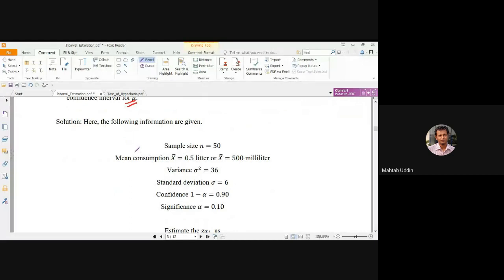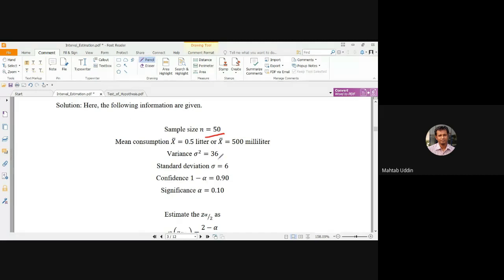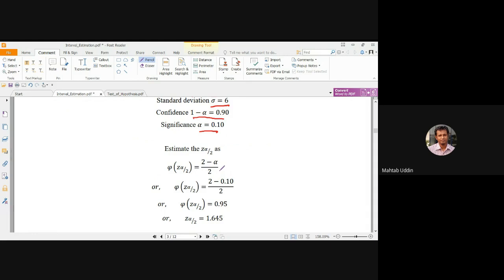Now look at this information. Sample size n is the number of tourists, and the mean consumption x bar is 0.5 liter, that is 500 milliliter. Variance is 36, so standard deviation is 6. Confidence is given, 1 minus alpha is 0.90, so alpha is 0.10. Then as usual, this came from there, probability of minus z alpha by 2.